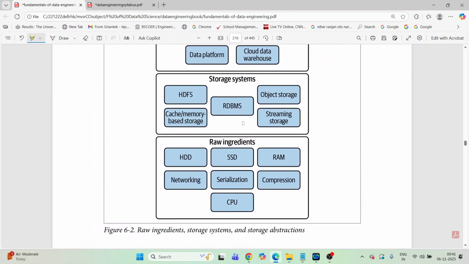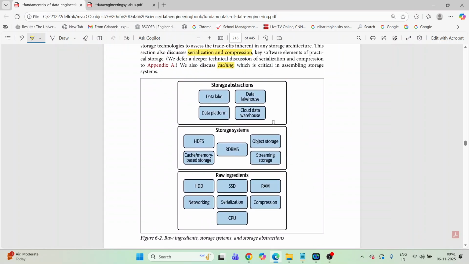So for understanding the raw ingredients, let us look at this diagram which will clearly tell us what a raw ingredient is. You can see here at the lowest layer of this diagram, this block is filled with raw ingredients of storage. So raw ingredients of storage are mentioned as hard disk drive, SSDs, RAM, networking, serialization, compression, CPU. These are the raw ingredients.